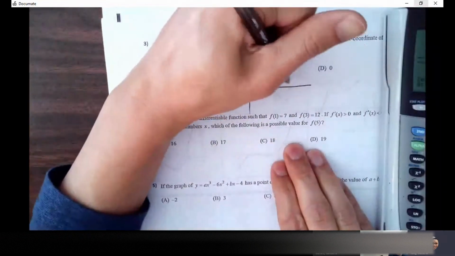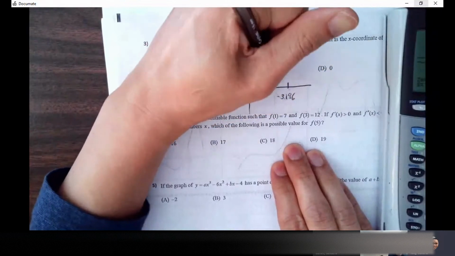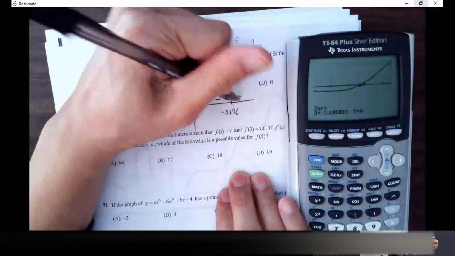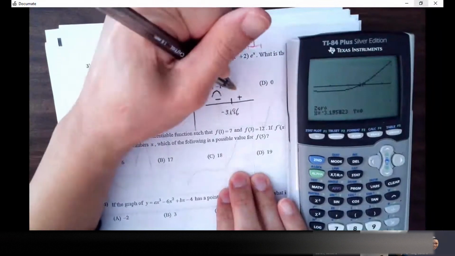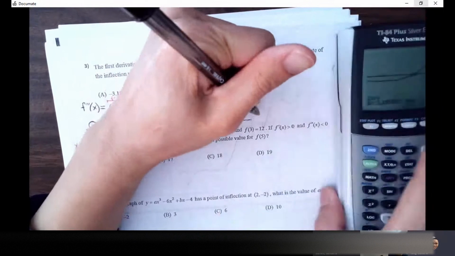-3.196. So we see that there's a critical point at -3.196, to the left is below the x-axis, to the right is above the x-axis. So we can confirm that, yes, it goes from concave down to concave up. There must be a POI at this critical point.